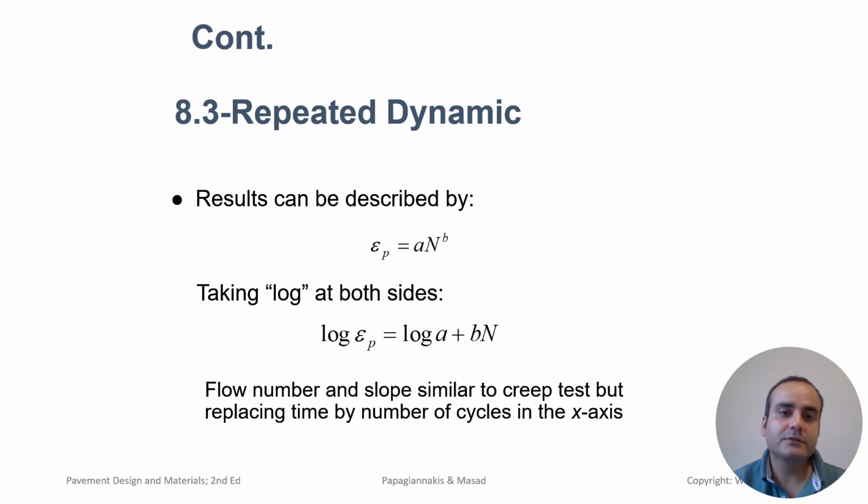This slide shows how to describe the results of repeated dynamic tests. Flow number and slope are similar to creep tests, but replacing time by number of cycles on the x-axis.